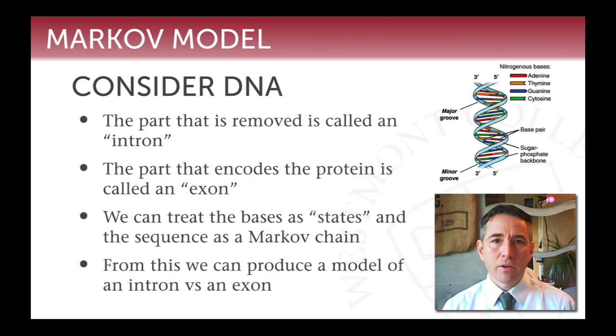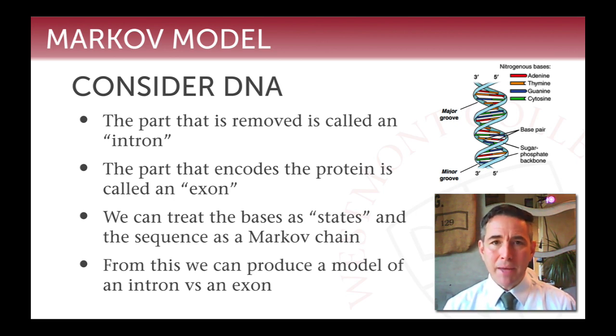The part of your DNA that is removed and not made into a protein is called an intron. Sometimes it's referred to as your junk DNA, but more generally it's just called non-coding DNA because we're not 100% sure if it has any function at all. The other parts of the ladder that do encode the protein are called an exon, and an exon has the instructions, the building blocks for making proteins.